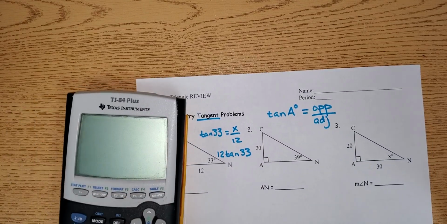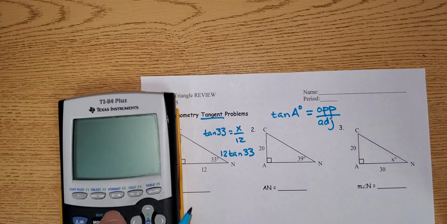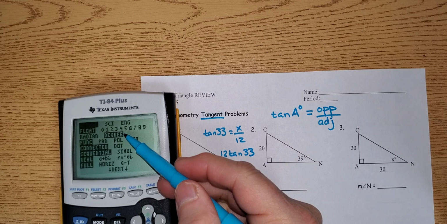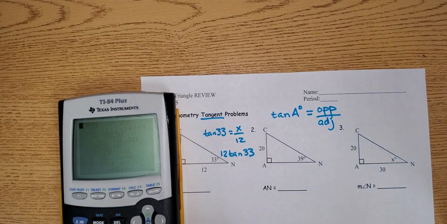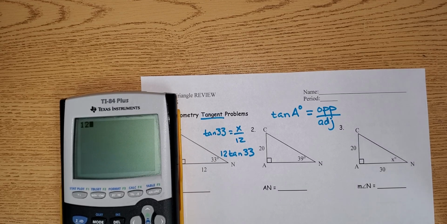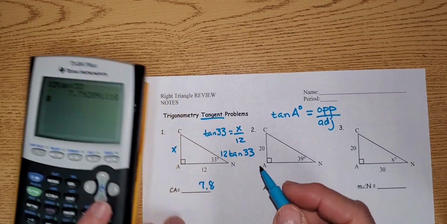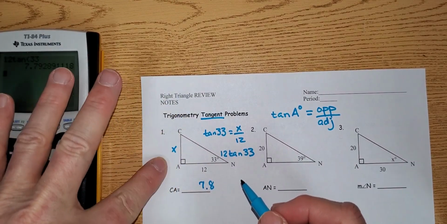Okay, before I do that, I want to make sure that my mode's correct. So turn this on, mode. It's in degree mode, so I'm good. If degree's not highlighted, you'll get all your answers wrong. Okay, so I'm going to clear that, and I'm going to say 12 tan 33, hit enter, and I'm going to get 7.8. Okay, what I just found was CA, the length of this segment.